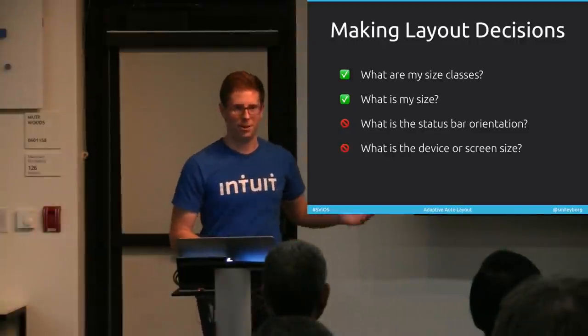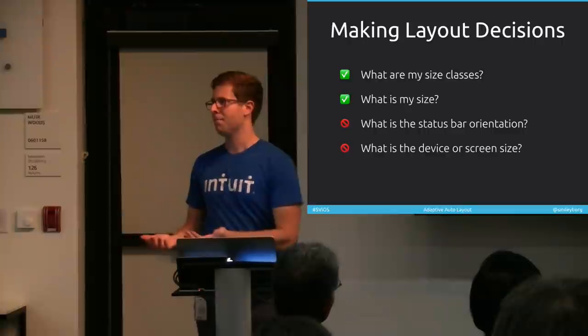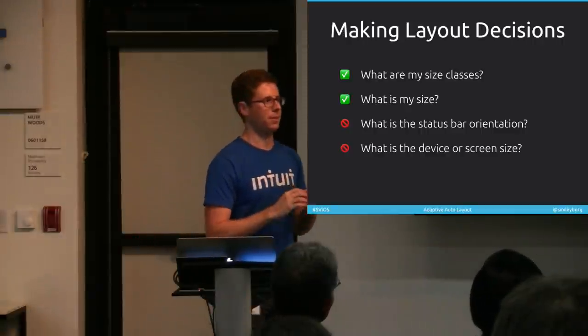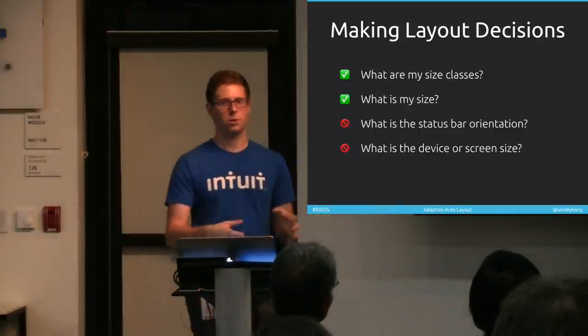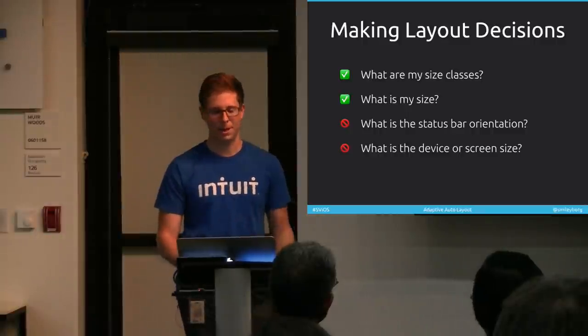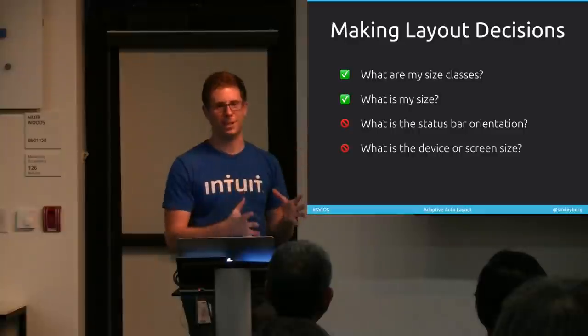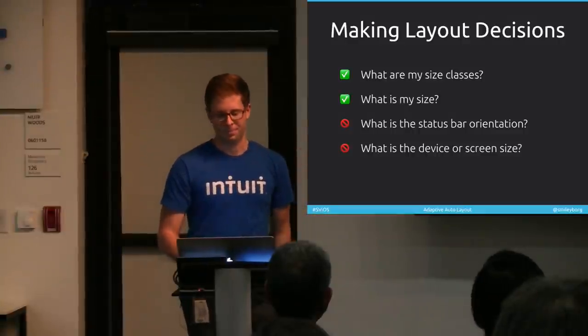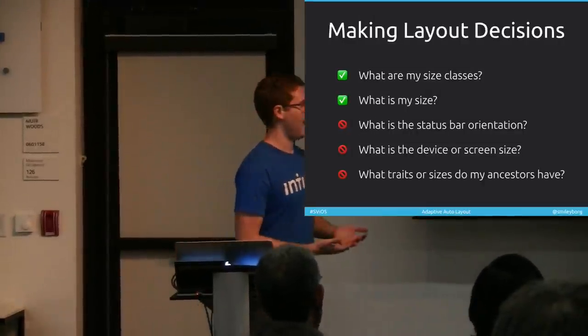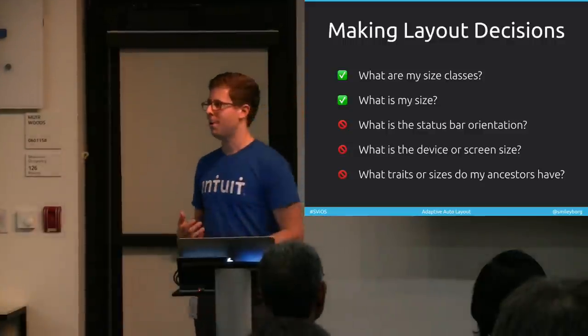You don't want to really look at the device or the screen size for the same reason. It's something that's not directly relevant to most of the content and views and code in your app. It's something that's very root level. Use that hierarchy of information that's cascading down. And finally, you don't want to ask what traits or sizes do my ancestors have.